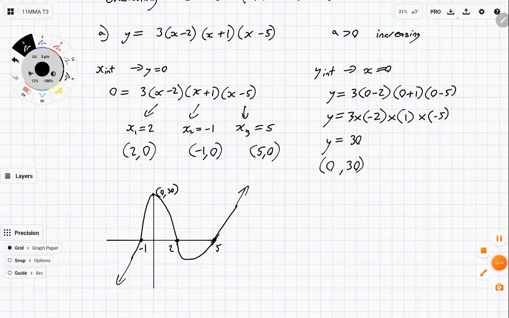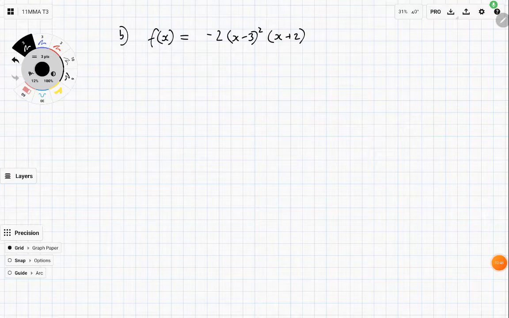Let's look at a second one. Alrighty, so before I even go to find it, this tells me something. This tells me that at x equals 3, which is one of its x-intercepts, so 3, 0 is going to be a turning point. It's either going to look like this or it's going to look like this. I don't know which yet, but it's got to look like one of these two.